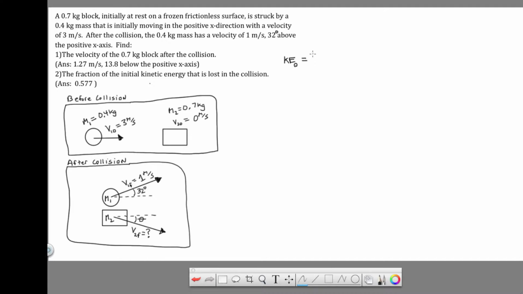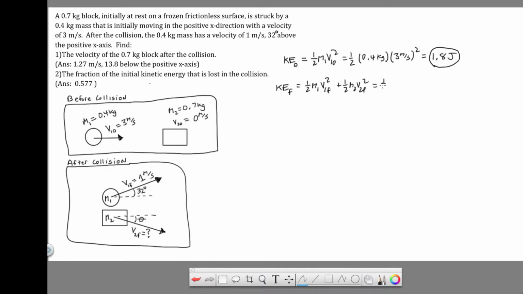So the kinetic energy before the collision is going to be 1/2 M1 V1 initial squared. So that's 1/2 M1 is 0.4. The velocity before the collision of M1 is 3 meters per second. You punch the numbers in and you get 1.8 joules. This is our initial kinetic energy. Now, after the collision, we have two kinetic energies because m1 and m2 are both in motion. So this is going to be 1/2 m1 v1 final squared plus 1/2 m2 v2 final squared.